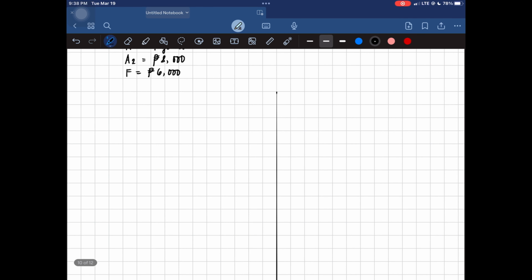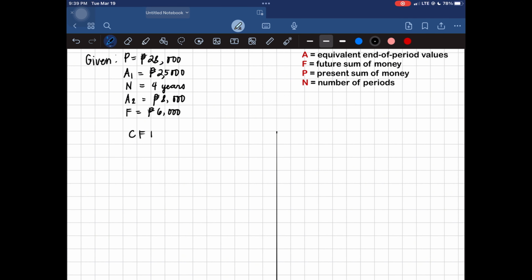Okay, let's start. So let me just write CFD here, our cash flow diagram. Since we have a present value of 28,000 pesos, this is the cost of her equipment. Since this is considered as expenses, this will be our cash outflow. Cash outflow will be represented by a downward arrow, while cash inflow like revenues will be represented by an upward arrow. So now we have a downward arrow for P is equal to 28,000 pesos.